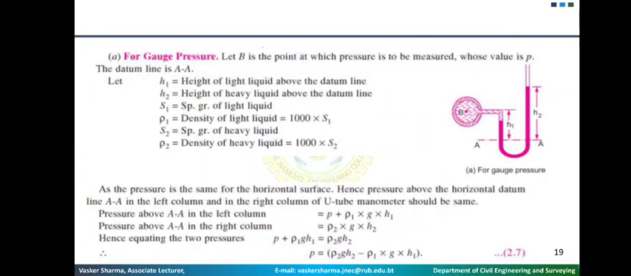So for the left side, the pressure above AA in the left column is P, which is basically the pressure at the point B, plus the pressure due to height h1. So at this point the height is h1, so rho 1 g h1. So the height from B to your mercury level is h1, so rho 1 into g into h1. So that is your pressure at the left column.